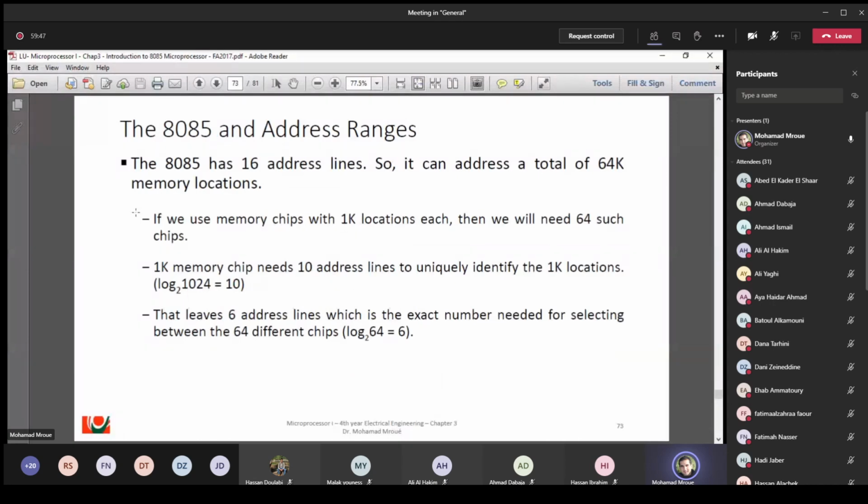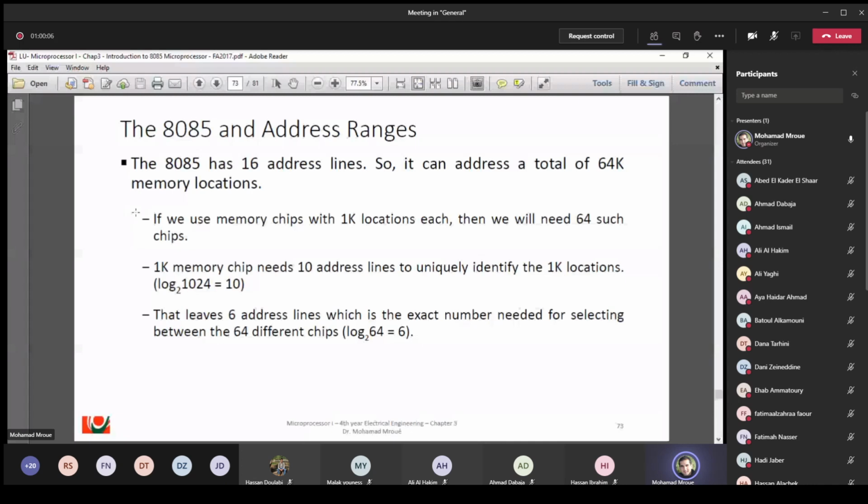So the 8085 and the address ranges. The 8085 has 16 address lines, so it can address a total of 64K memory locations. If we use memory chips with 1K locations each, then we will need 64 such chips. Okay.